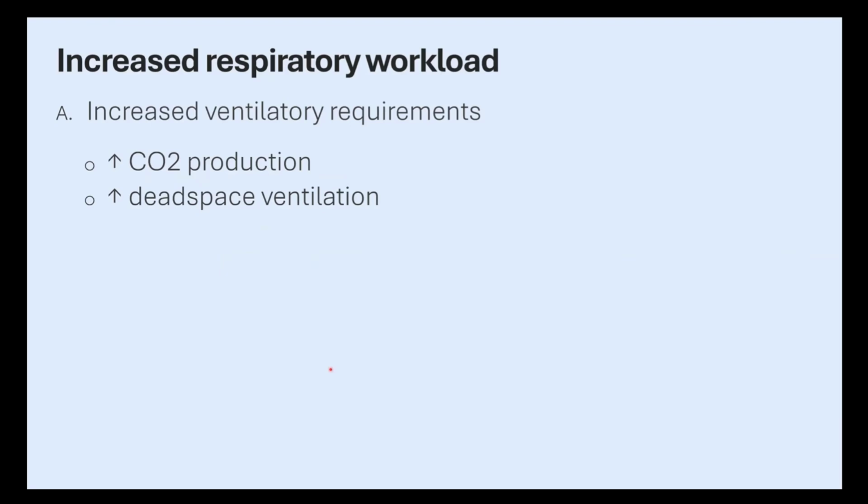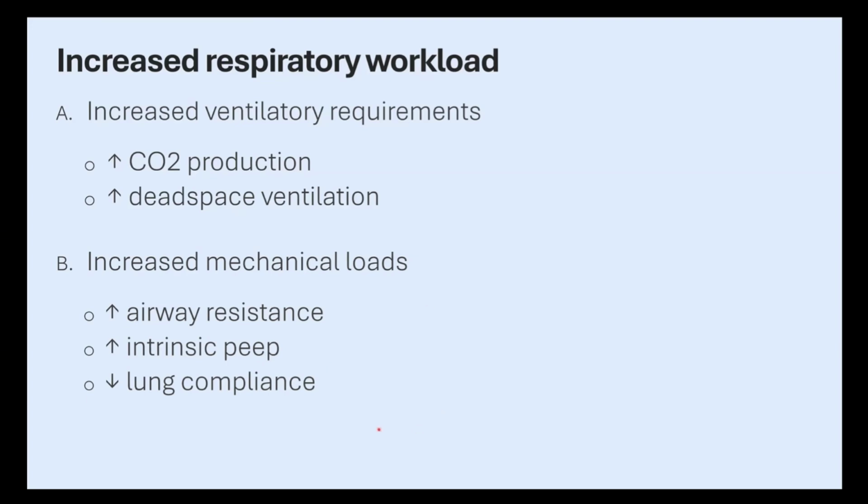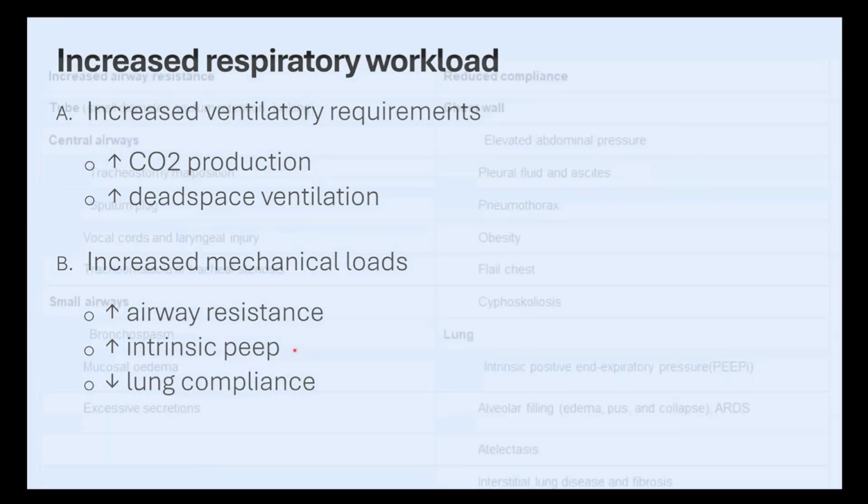CO2 production and dead space ventilation contribute to that. And increased mechanical loads can be from airway resistance. As mentioned earlier, with asthma or COPD, there's increased airway resistance. Then the intrinsic PEEP. If you recall Dr. Ashraf mentioning putting external PEEP to counteract the need to overcome the intrinsic PEEP to trigger the breath. And reduced lung compliance, frequently in ARDS patients, right? They have reduced lung compliance. So all these issues can cause increased respiratory workload and subsequently failure to wean the patient.